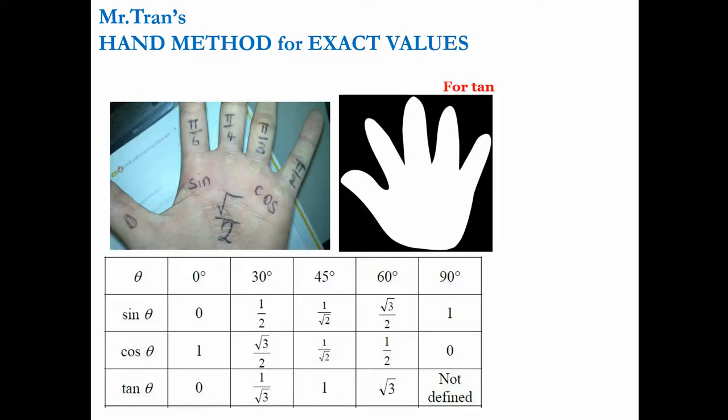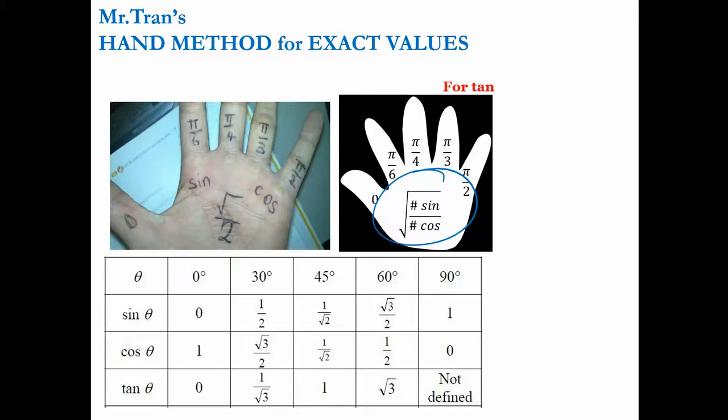So for tan, this is my formula. Tan, same thing. You still have your 0, pi on 6, pi on 4, pi on 3, pi on 2. The only difference is the formula that's changed. So this is the formula that I made up.